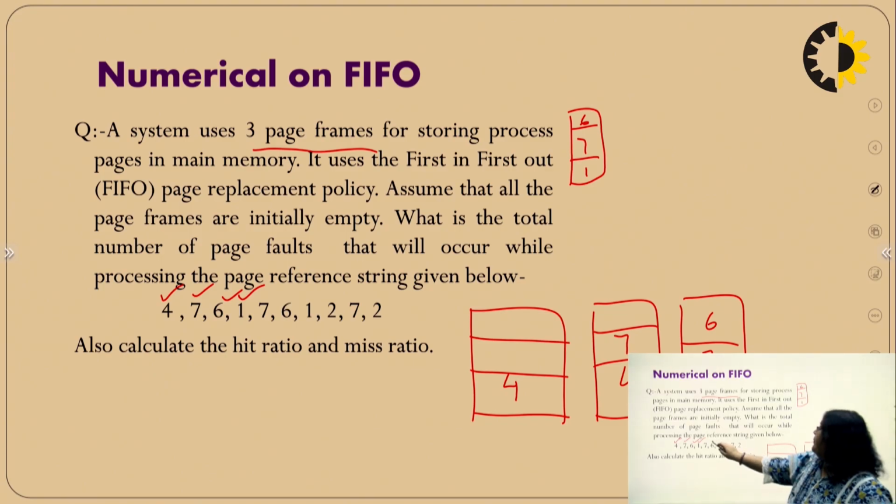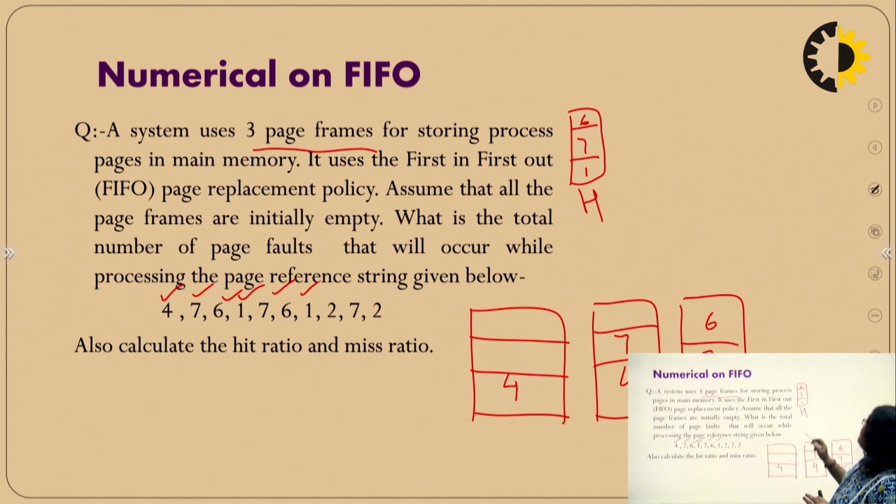Now 7 is already present in the frame, so it is a hit. Now 6 is also present, so it is again a hit. Now 1 is again present, so it is a hit. So there are 3 hits with this algorithm until now.